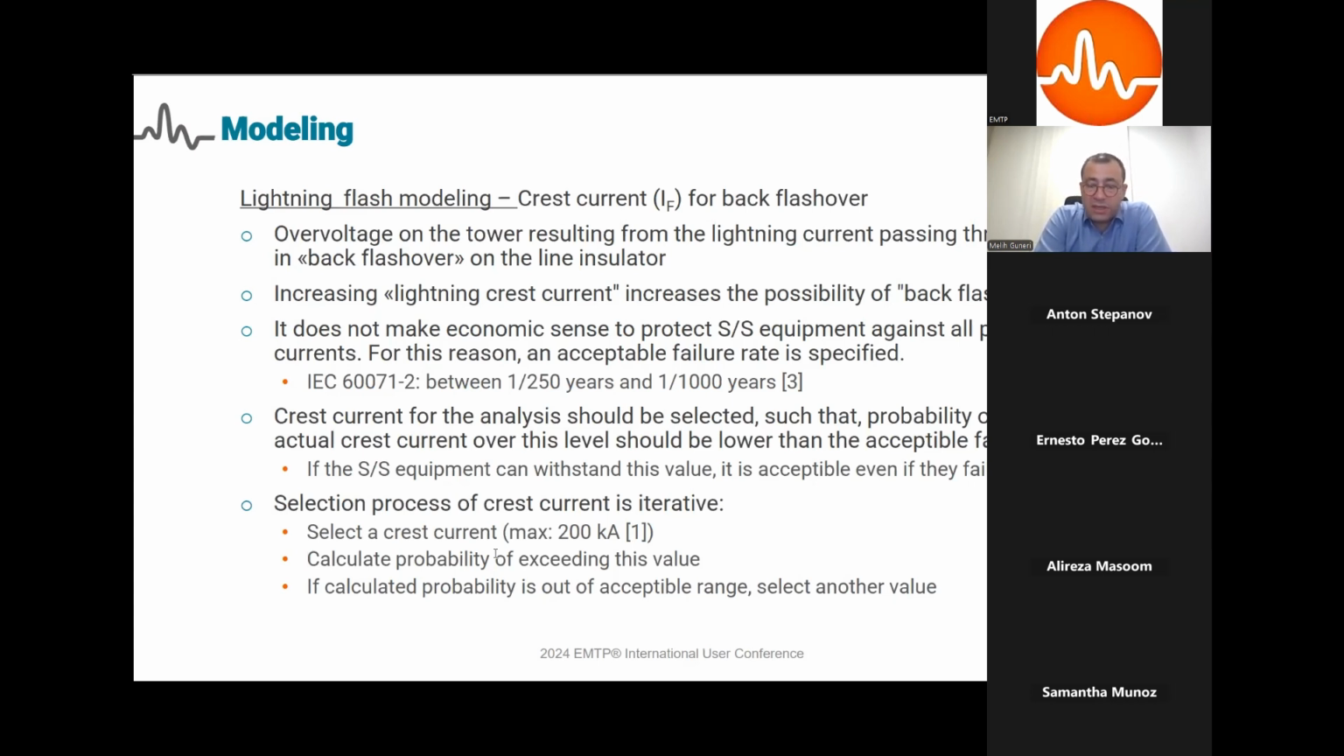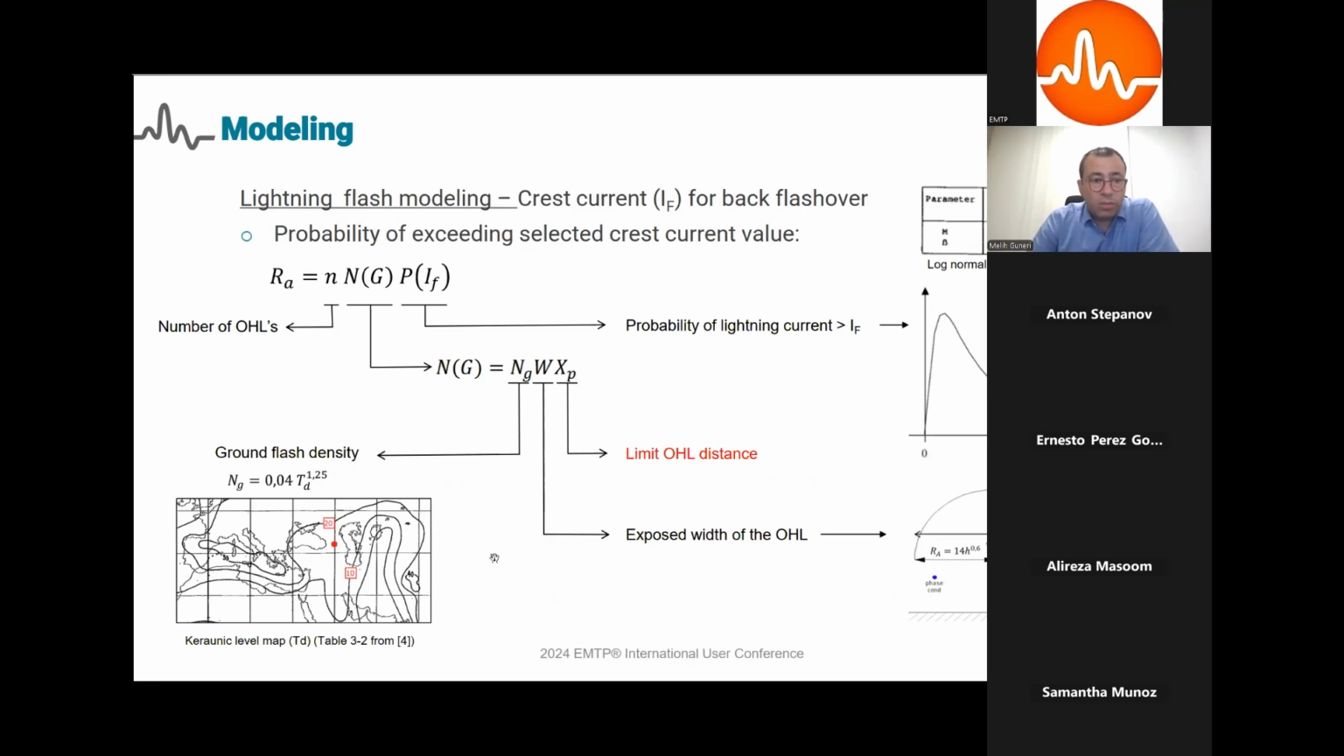So the process is iterative. The first thing is to select the crest current, which is maximum 200 kiloamps. Then calculate the probability of exceeding this value. If it is out of range, then go to the next step. The probability of exceeding this selected crest current value is related to the number of overhead lines, of course, the number of flashes to the exposed area, that's the NG value, and the probability of lightning current.